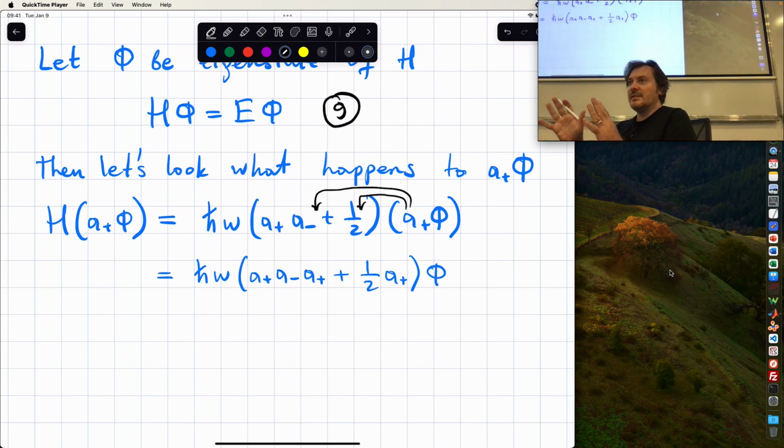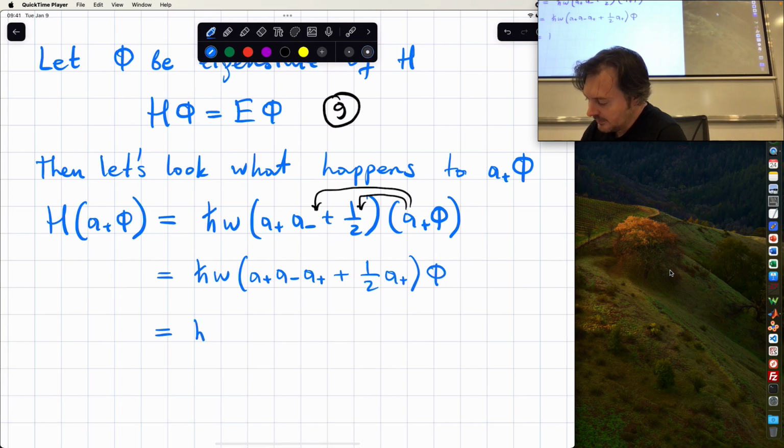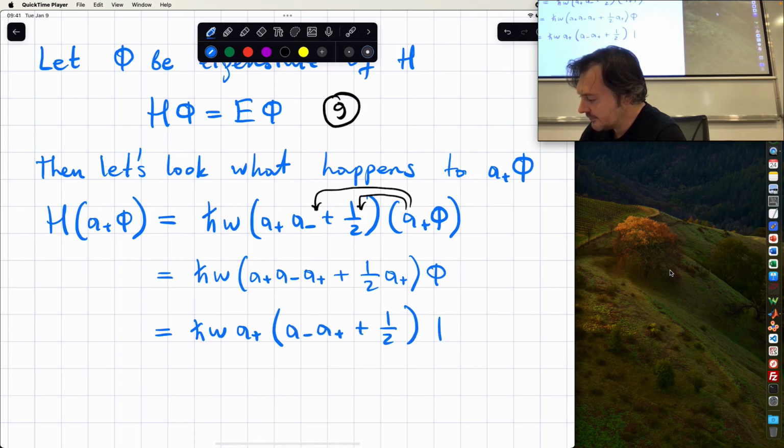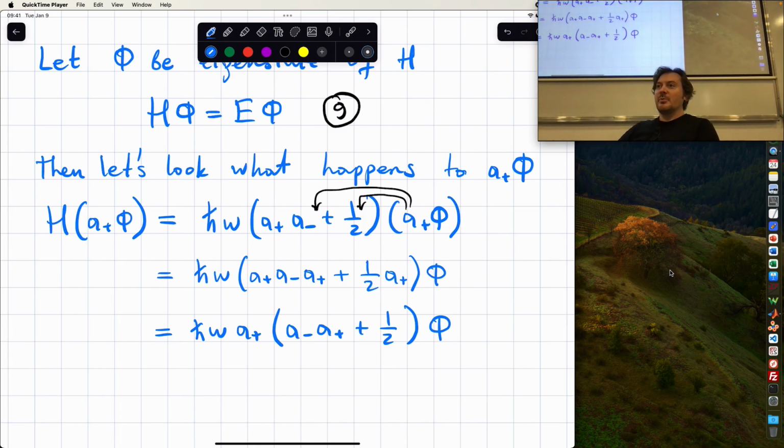But you know, what we are doing is trickery. A plus was on the right, right? Now we are going to take A plus to the left. Watch what happens: h bar omega, A plus comes here, then I write it like this. People actually take home bread by doing these kinds of trickery. It's a field.